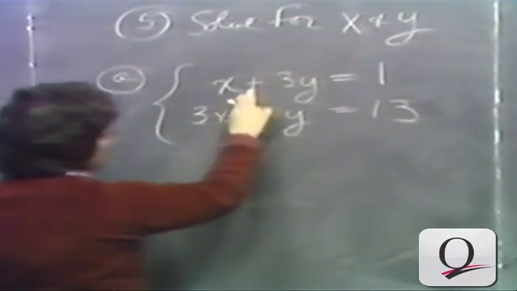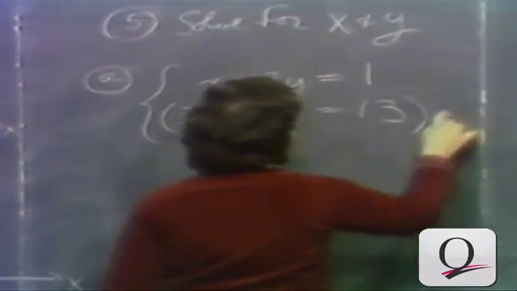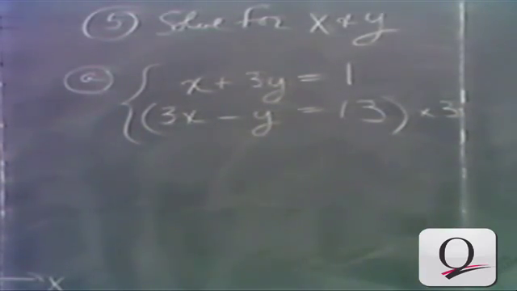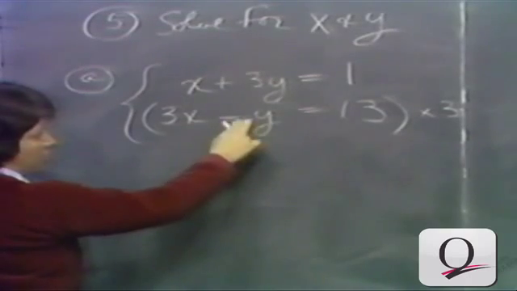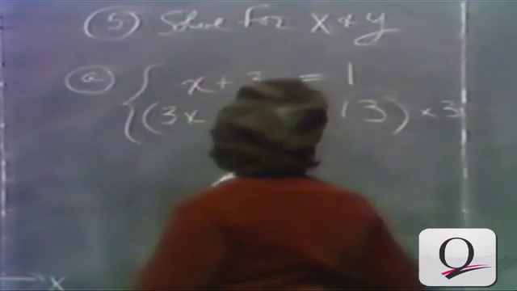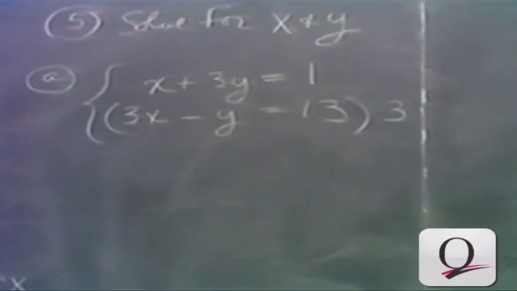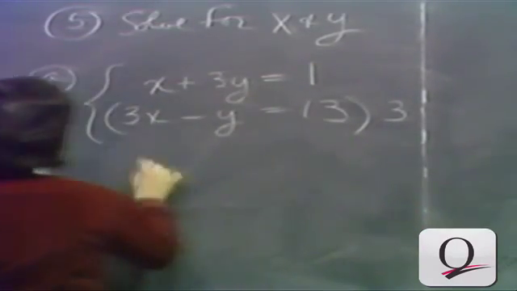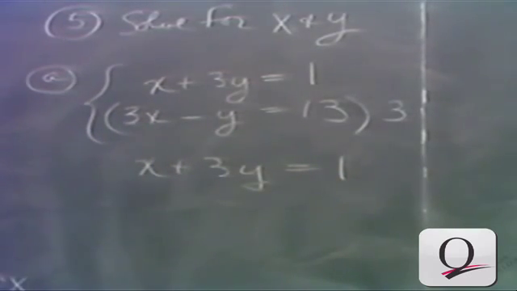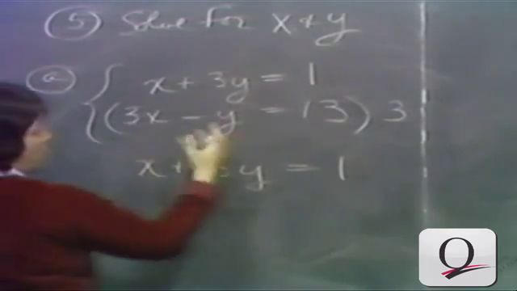We notice the coefficient here is plus 3, and here it's minus 1. If we were to multiply through the second equation by 3, that will give us a minus 3y here, and when we add, the y's would drop out. Let's try this. So we're going to multiply through the second equation by 3. The first equation we'll leave alone. x plus 3y equals 1. The second equation, all the way through, we're going to multiply by 3. The left side has to be multiplied by 3, and the right side.